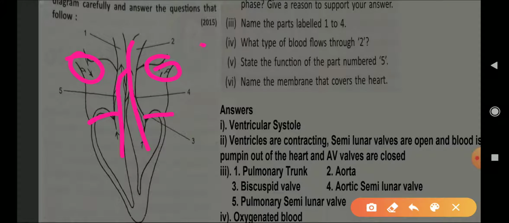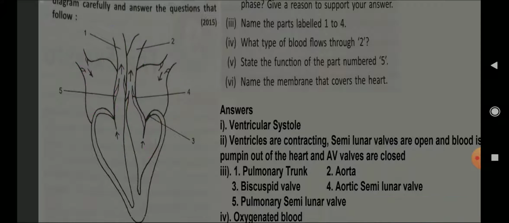Now this valve which is open, that is related to what? For the entry of oxygenated blood, and this is the entry of deoxygenated blood from the superior and inferior vena cava, and this is from the pulmonary vein. While here the pulmonary trunk is supplying blood for purification and the aorta is supplying oxygenated blood to the rest of the body. So that means the lower two chambers are contracting, that means ventricular systole.